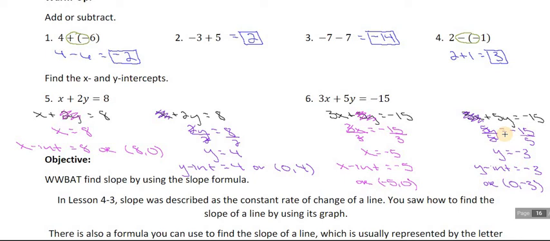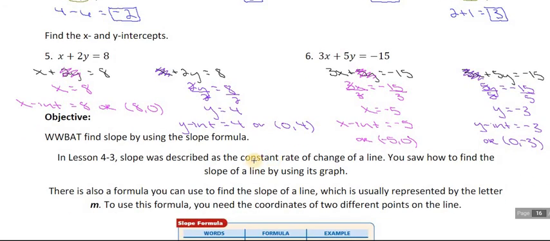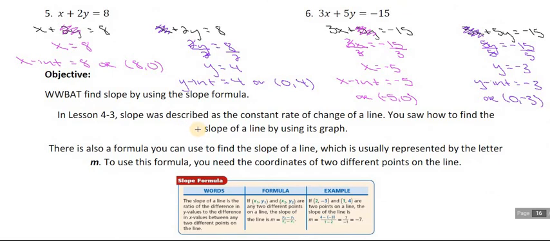So in our previous lesson, we did talk about slope, and slope was described as the constant rate of change of a line. And we found slope by doing rise over run, looking at graphs, and generally described the type of slope: positive, negative, undefined, 0, things like that. So we're going to get a little bit deeper into the literal finding of slope using a formula.